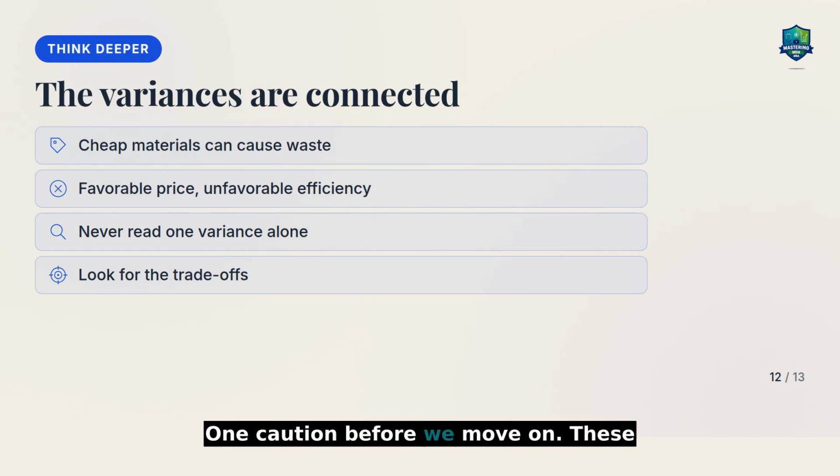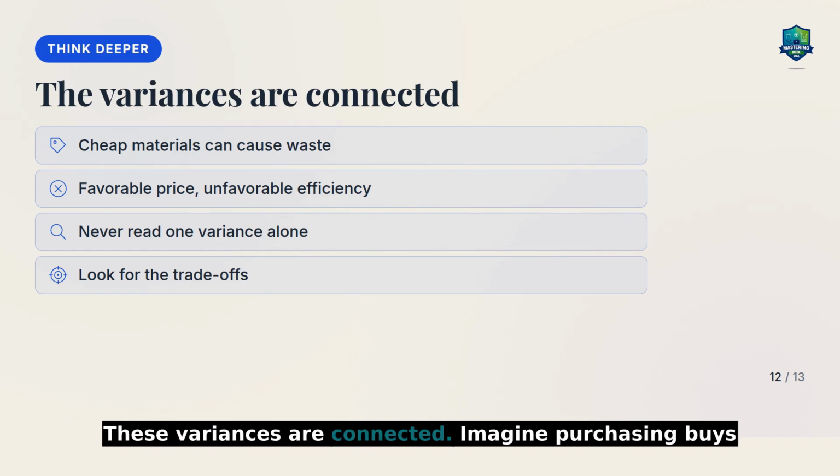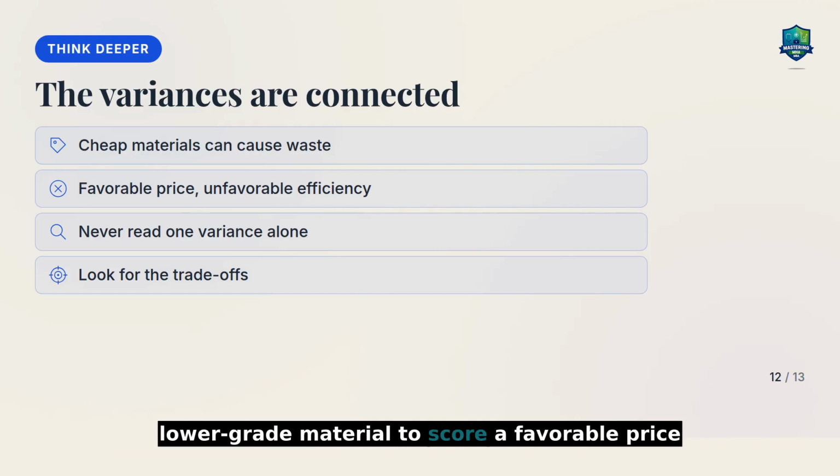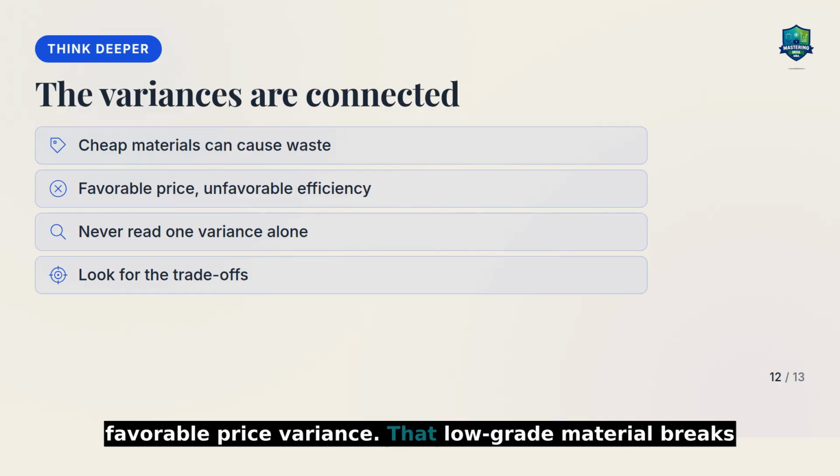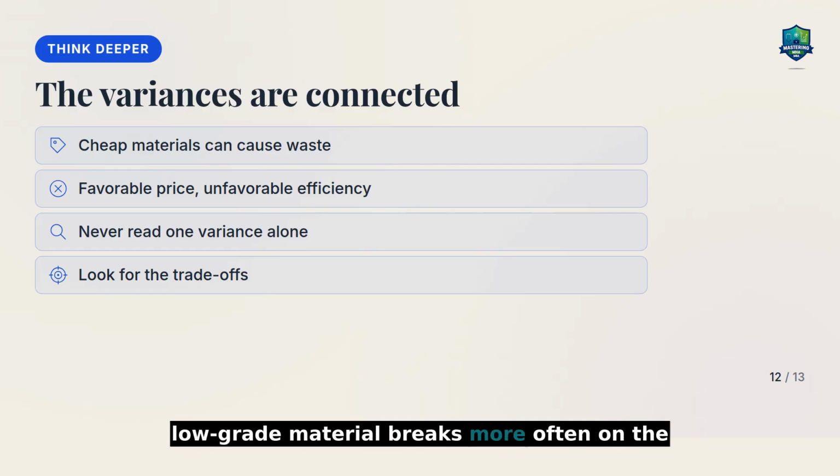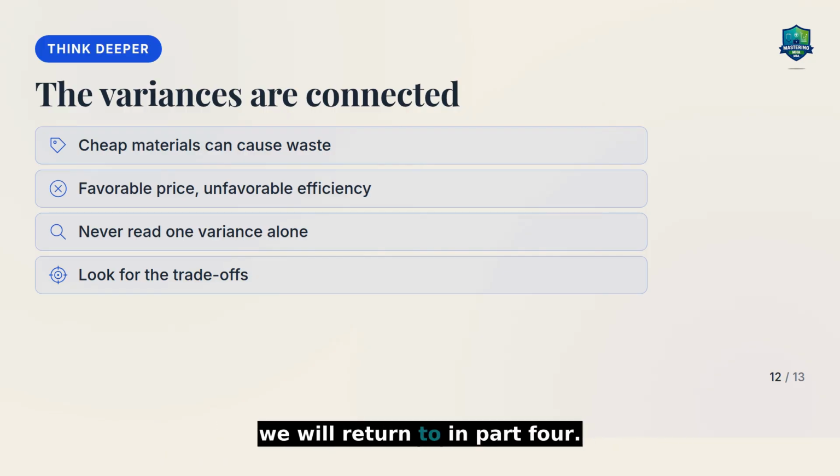One caution before we move on: these variances are connected. Imagine purchasing buys a cheaper, lower grade material to score a favorable price variance. That low grade material breaks more often on the line, causing extra usage and an unfavorable efficiency variance. The price win caused the efficiency loss, so never read a single variance in isolation. A favorable number can be hiding an unfavorable one it created elsewhere. Always look for the trade-offs across variances, a theme we will return to in part 4.